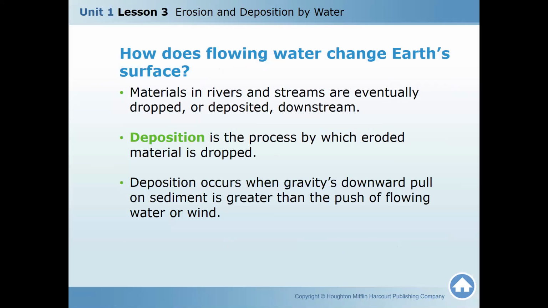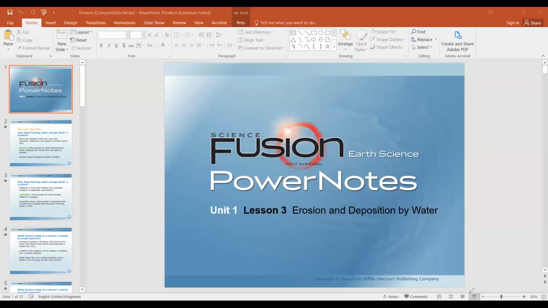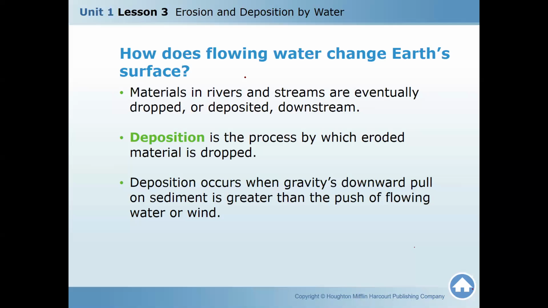How does flowing water change its surface? Material in rivers and streams is eventually dropped or deposited downstream. Now, you know that. What happened here? Can you see here deposition written? Can you see on the screen?